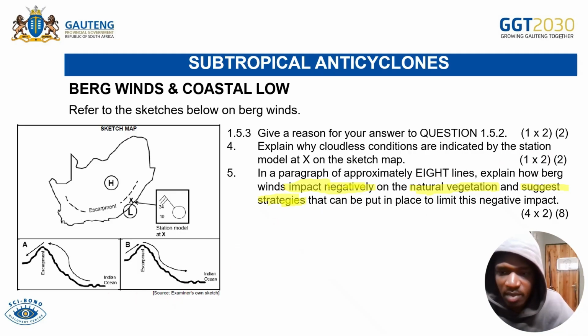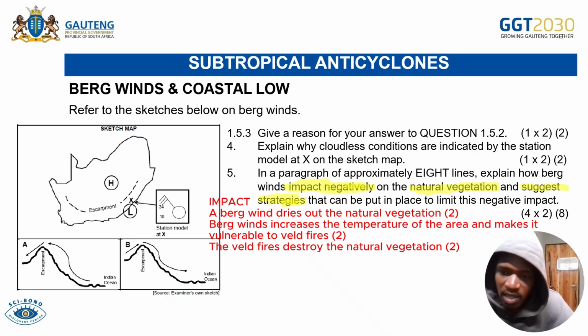How does it impact negatively on the natural environment? It says the Berg winds dry out the natural vegetation. Remember, your answer is asking for negative impacts on the natural vegetation. Let's not divert from what is being asked, okay? And then you can talk about Berg winds increasing the temperatures of an area and making it vulnerable to veld fires, our wildfires. Now, the veld fires will destroy the natural vegetation. Remember, if it was dried up, it's going to be easier for the natural vegetation to catch fire, okay?